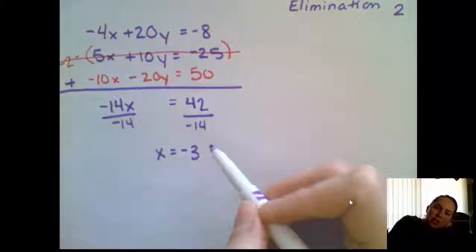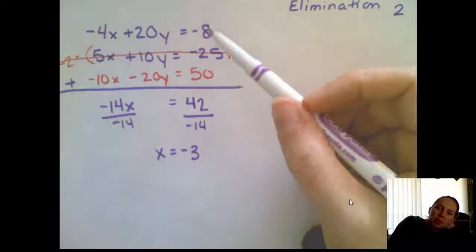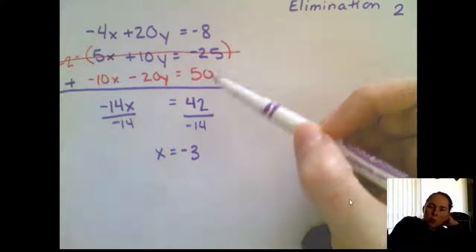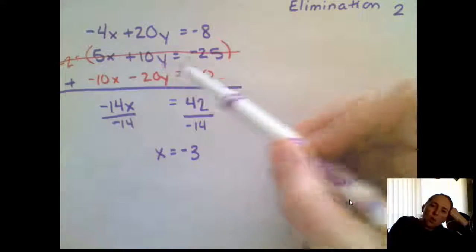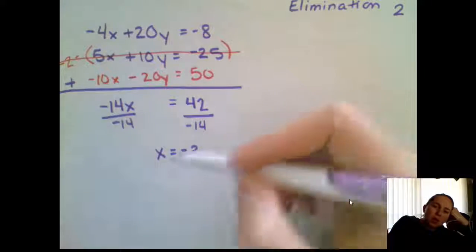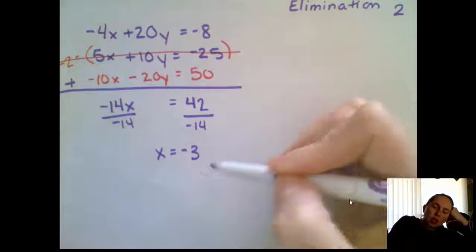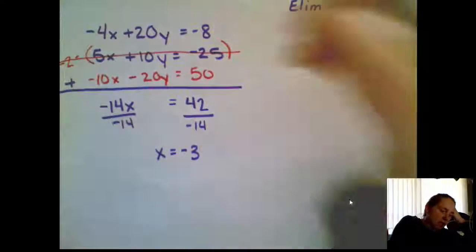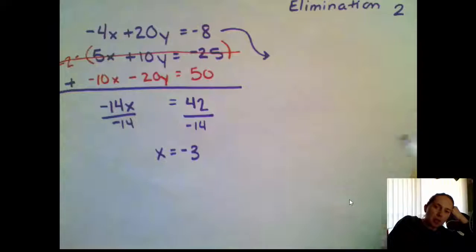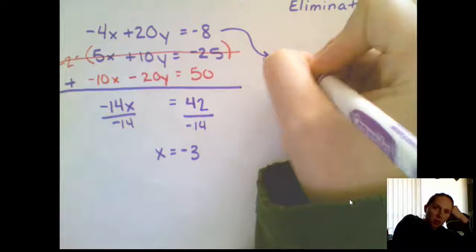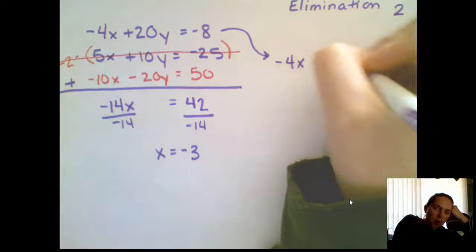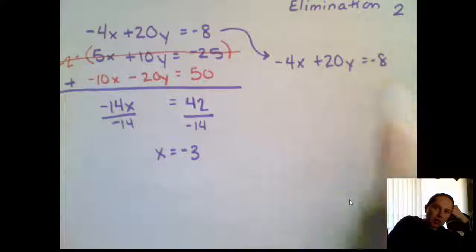Now that you know that x is negative 3, we're going to go back to our original equation. One of these three could work. As long as it has an x and a y in it, you may use it. We know now that x is negative 3, so we're going to plug negative 3 in for one of the x's. I'm just going to use the top equation, which is negative 4x plus 20y equals negative 8.